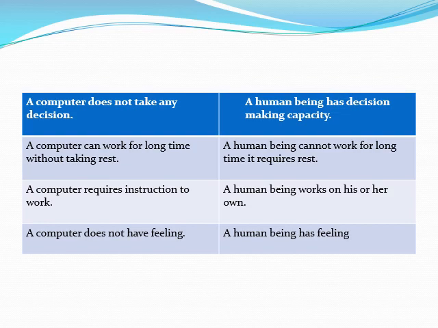Next one, on the basis of feeling. A computer does not have feelings, but a human being has feelings. A computer is a man-made machine. It does not feel happy. It does not feel sad. If we beat a computer, it will not get hurt. But we human beings have feelings like happiness, sadness. We get hurt when someone beats us.